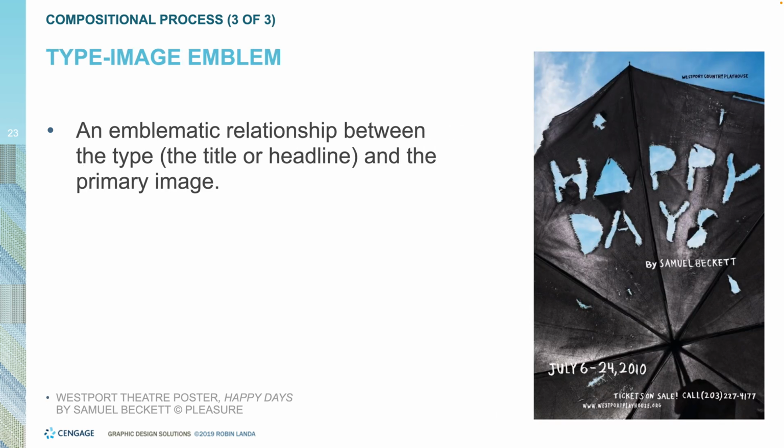And then we also have a type image emblem. In this case, we're really starting to look at how these things are going to ultimately work together. It's that relationship between the text and the image inside of there that allows us to see what is here. In this case, the text is ripped through the umbrella.